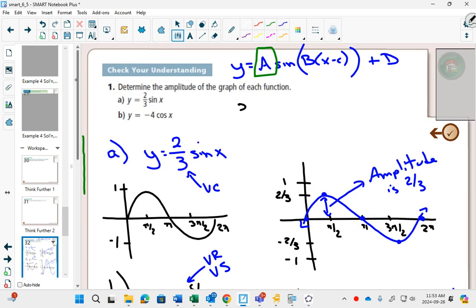Questions you can do for practice are 3, 8, and B you can circle, as well as 4, 5, and 9.